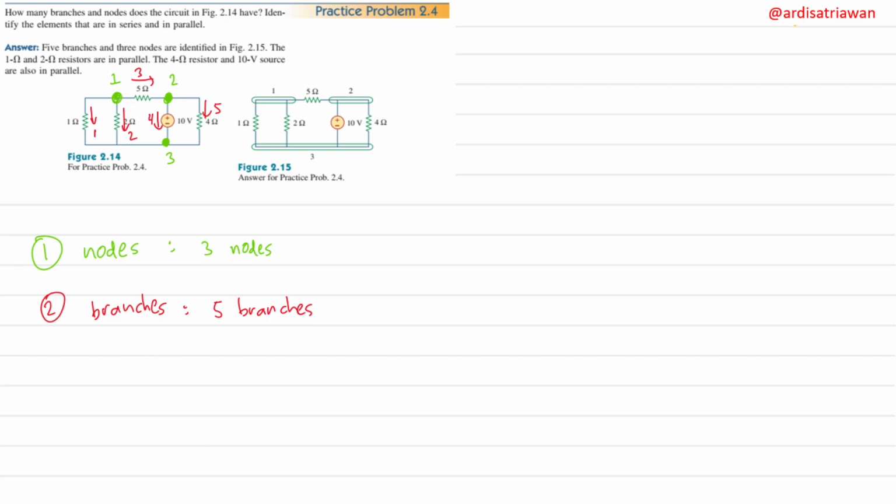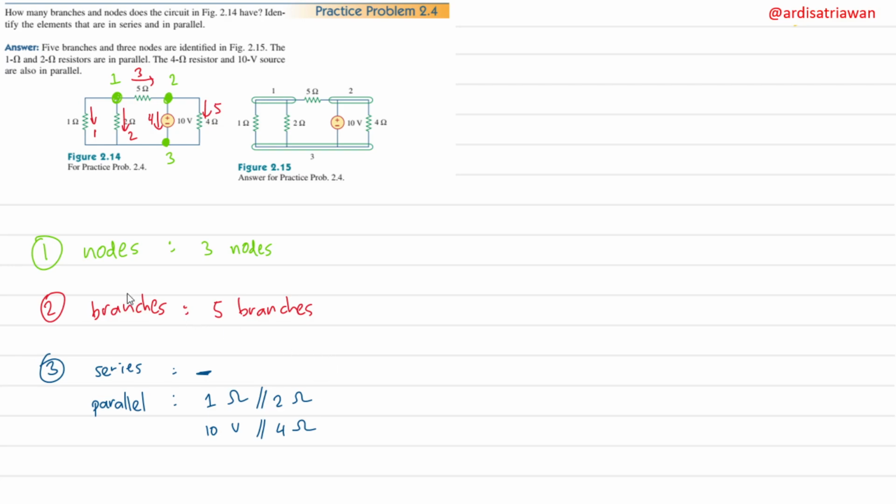Okay, now for number 3, identify the series and parallel element. Series, I don't think we have series elements from here. Yeah, if we simplify this, we can find some, but in the current configuration, there is no series configuration. And for parallel, okay, we have this one, the 1 ohm and 2 ohm. So 1 ohm parallel with 2 ohm resistor. And then this 10 volt voltage source is parallel with this 4 ohm. So we'll have 10 volt parallel with that 4 ohm. And I think we are done for this problem.